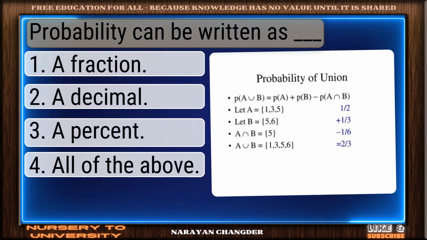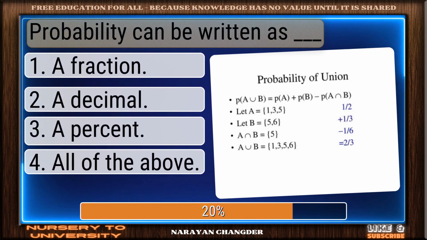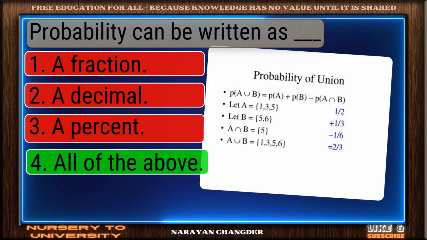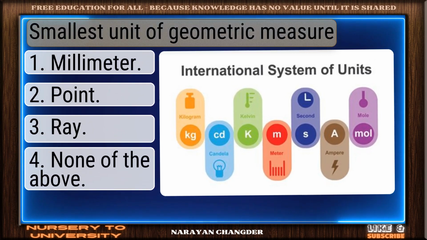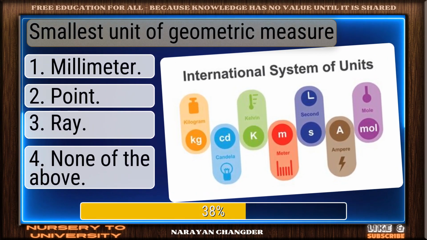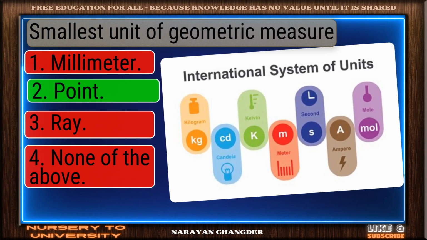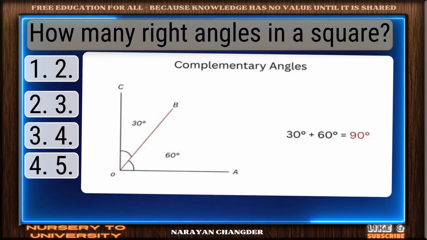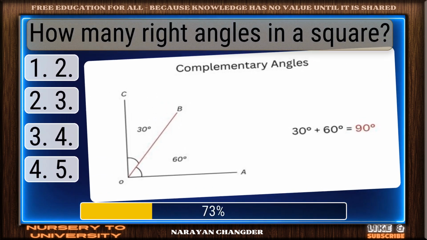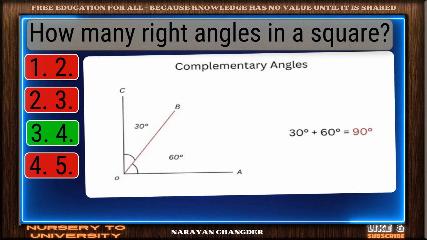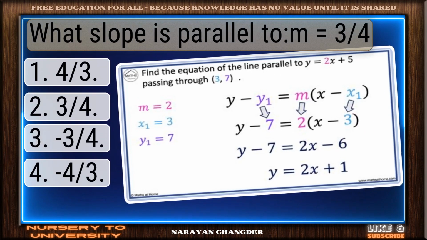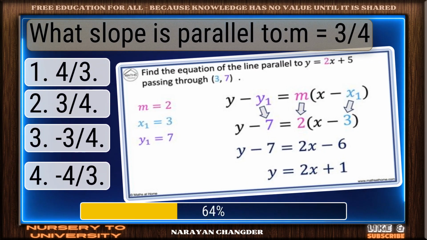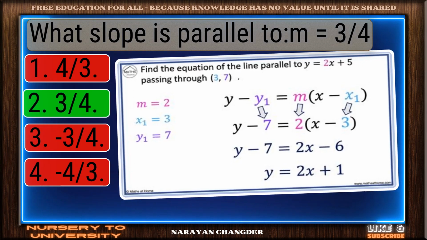Question number 264. Probability can be written as dash. Correct. All of the above is the right answer. Question number 265. Smallest unit of geometric measure. Correct response. Point is the most accurate answer. Question number 266. How many right angles in a square? Nice work. You chose 4 and it is correct. Question number 267. What slope is parallel to a slope equal to 3/4? Perfect. 3/4 is the correct choice.